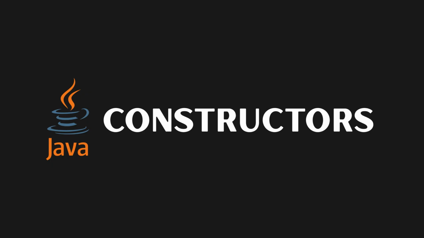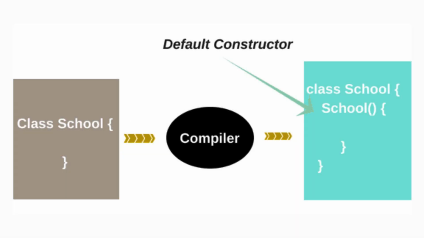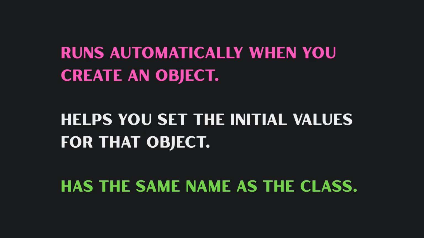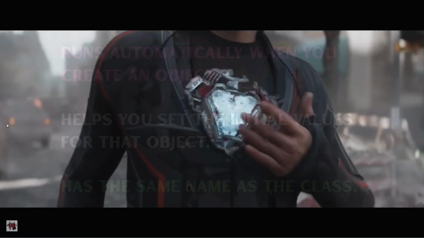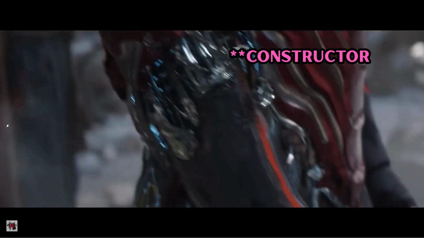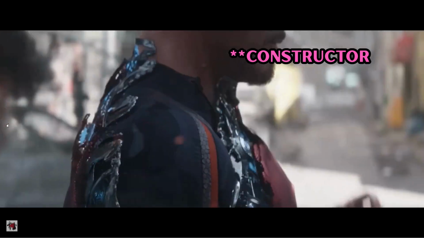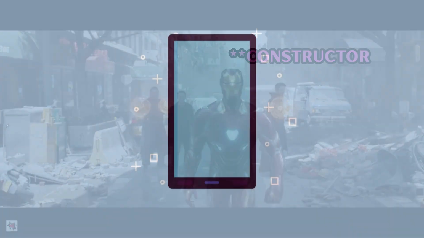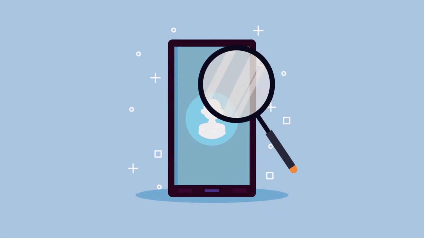So what's a constructor? A constructor is a special method inside a class that runs automatically when you create an object. It helps you set the initial values of that object. It has the same name as the class. Think of it like the Iron Man suit auto-fitting onto him. You don't manually attach each piece. The constructor just sets everything up in one go. Let's say we are making a system for user accounts. Each user has a username, an email, and an age. Instead of setting them one by one, we'll use a constructor.